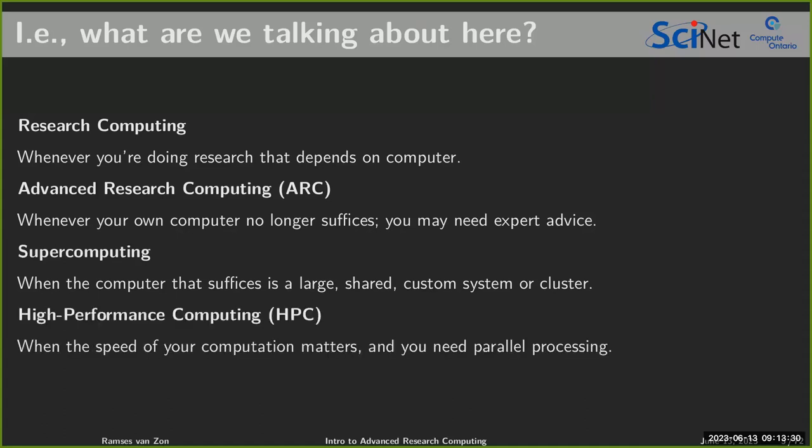High performance computing is yet another term that is always thrown around when people are talking about supercomputing or advanced research computing. And again, it's kind of the same thing because by its name, high performance computing is whenever the speed of your computation matters, which is almost always, right? So when you can't run it on your own computer, it means that it wasn't fast enough, right? Speed matters in that case. And it might not matter as much as in other cases.